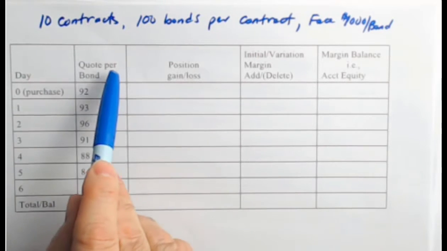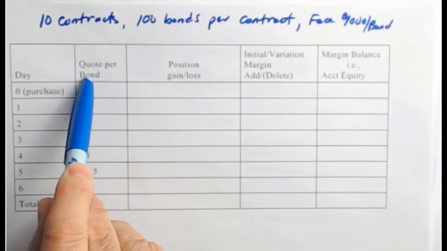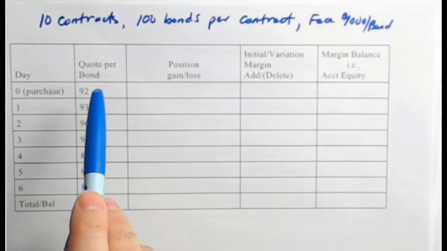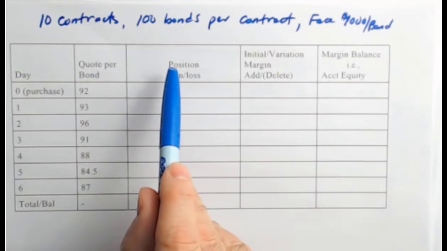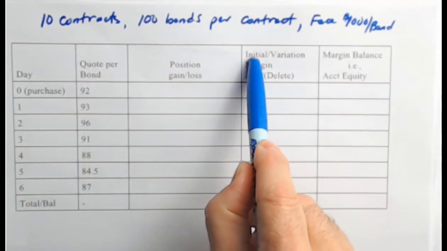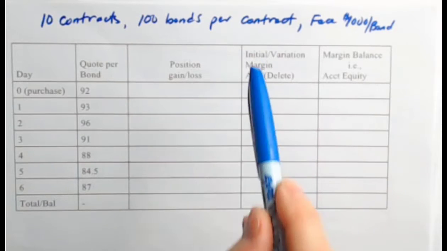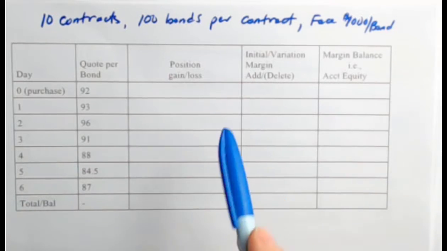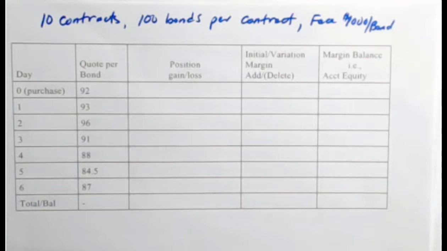Then we have the quote, which is the price per bond. And when I say quote, it's basically the settlement price, the price at the end of the day. Then we're going to figure out the gain or loss for the day. We're going to figure out what is the initial margin. And initial margin is your initial good faith deposit that you'll fulfill the transaction. And so that happens when you initially enter the futures contract.